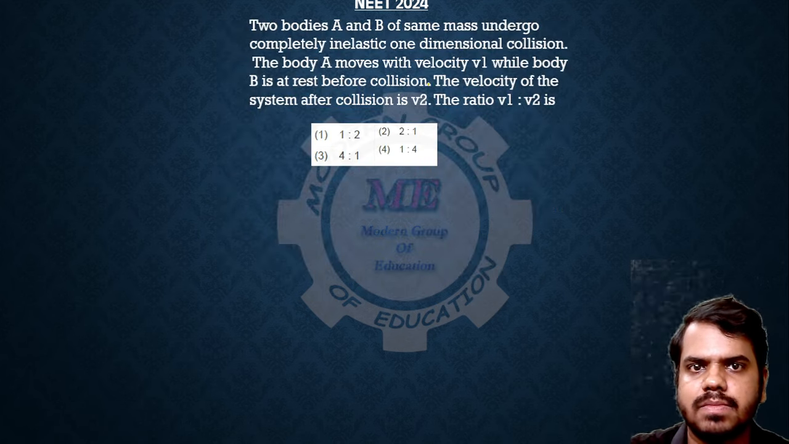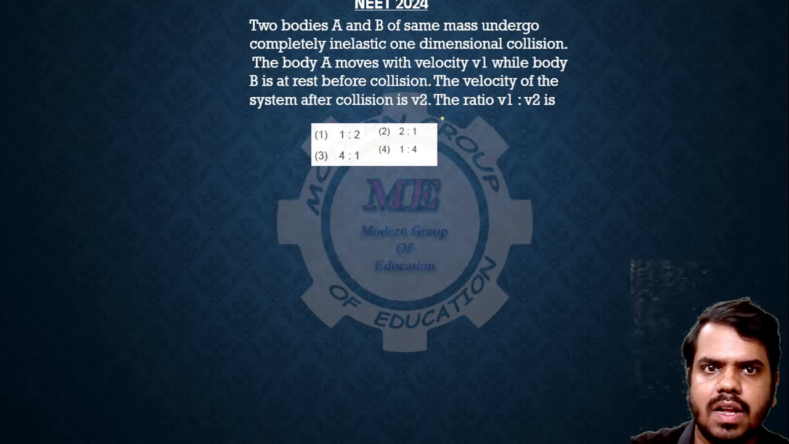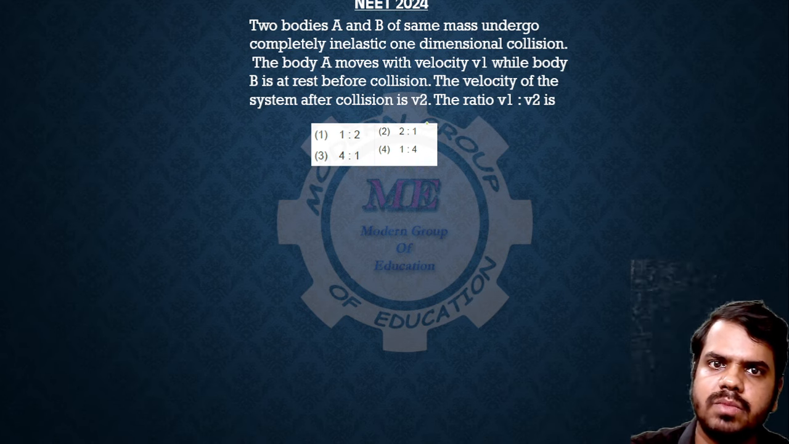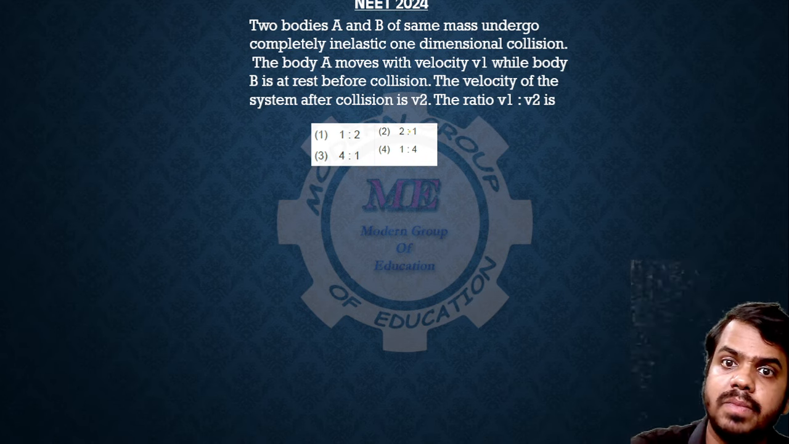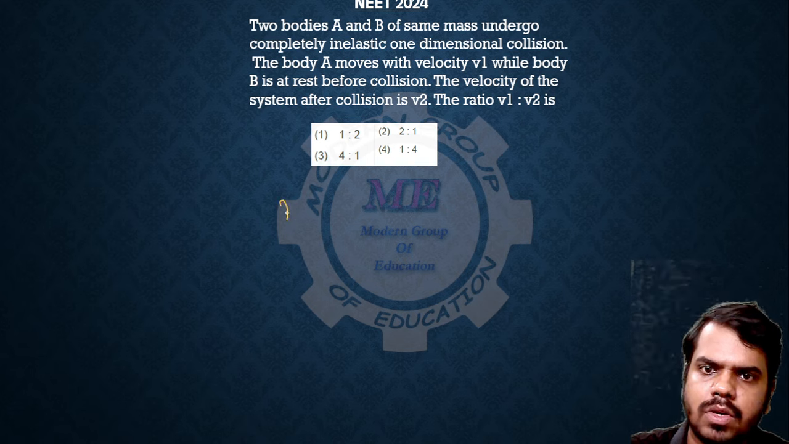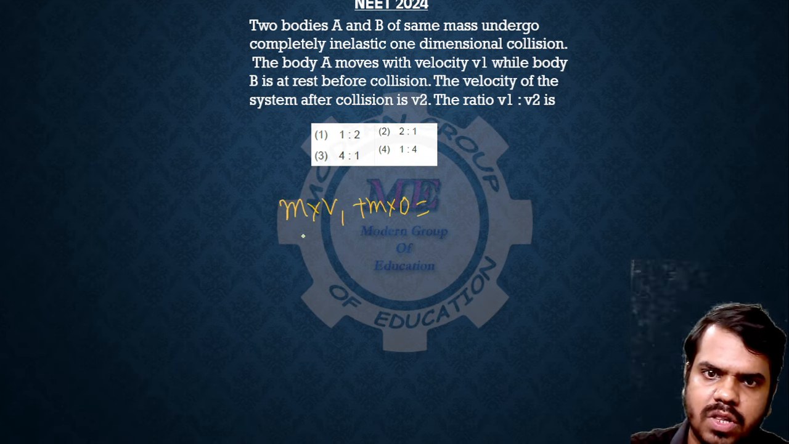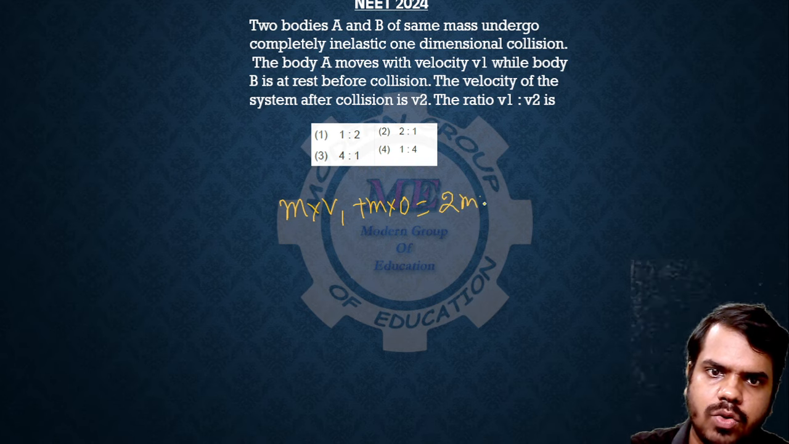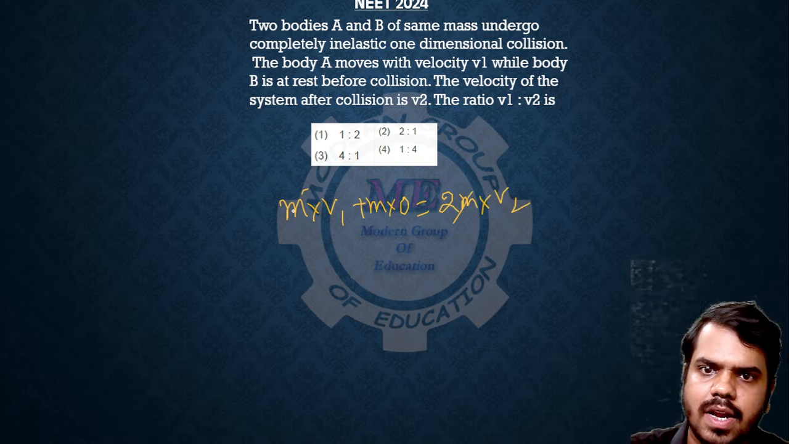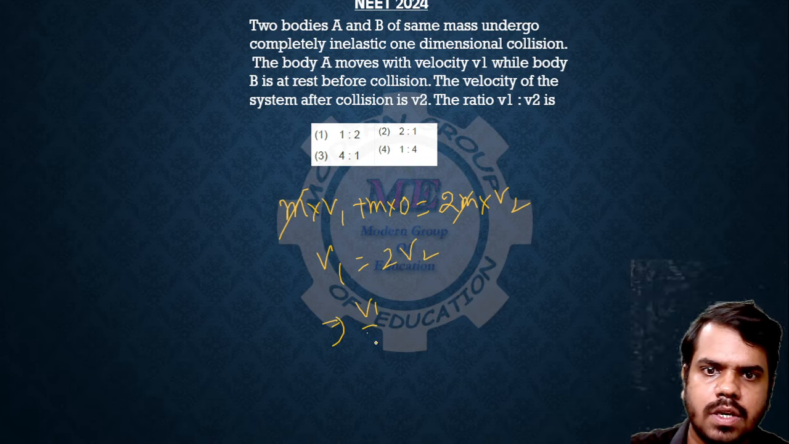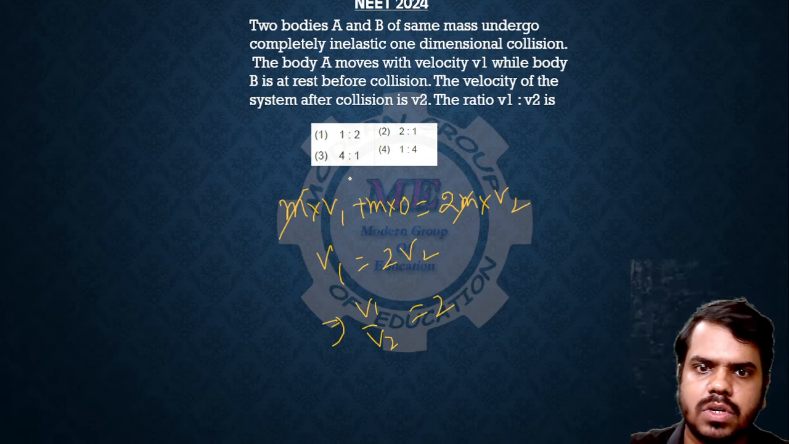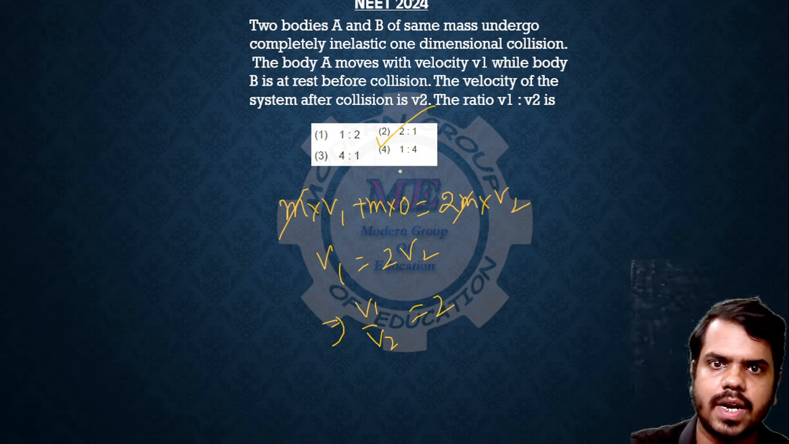Two bodies A and B of the same mass undergo a completely inelastic one-dimensional collision. Body A moves with velocity v1 while body B is at rest. Applying momentum conservation, m into v1 plus m into 0 is before the collision, and after the collision it will be 2m into v2. So m gets cancelled out, v1 will be 2 into v2. So v1 to v2 is 2 to 1. Option 2 is correct.